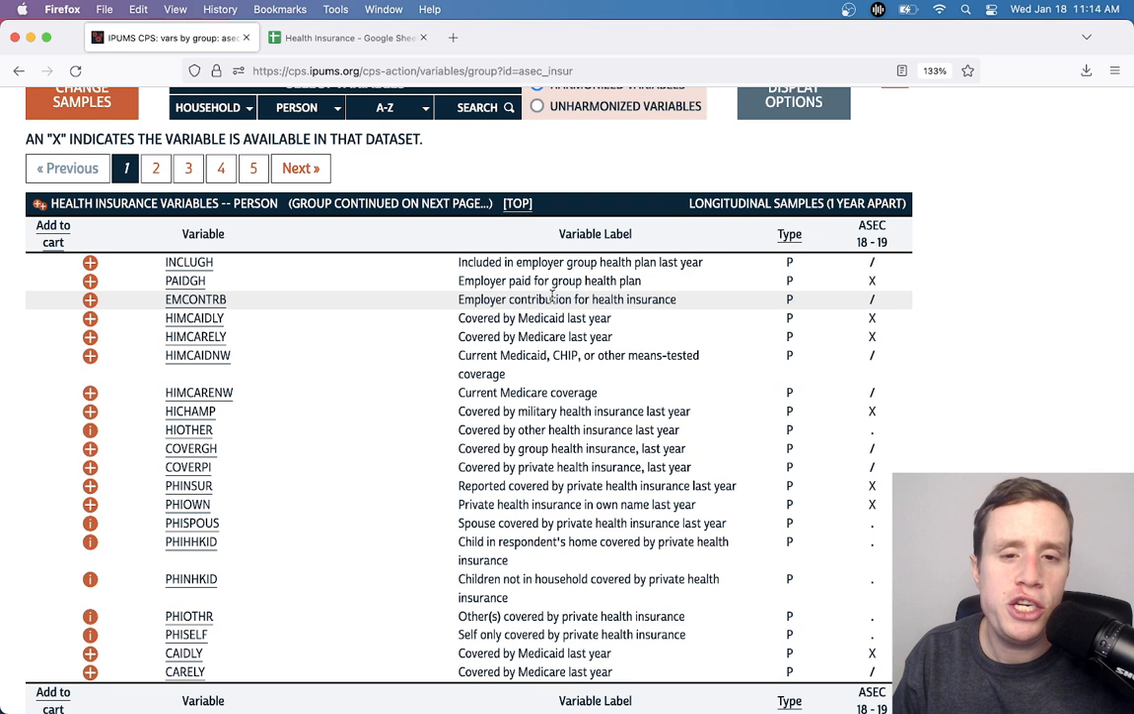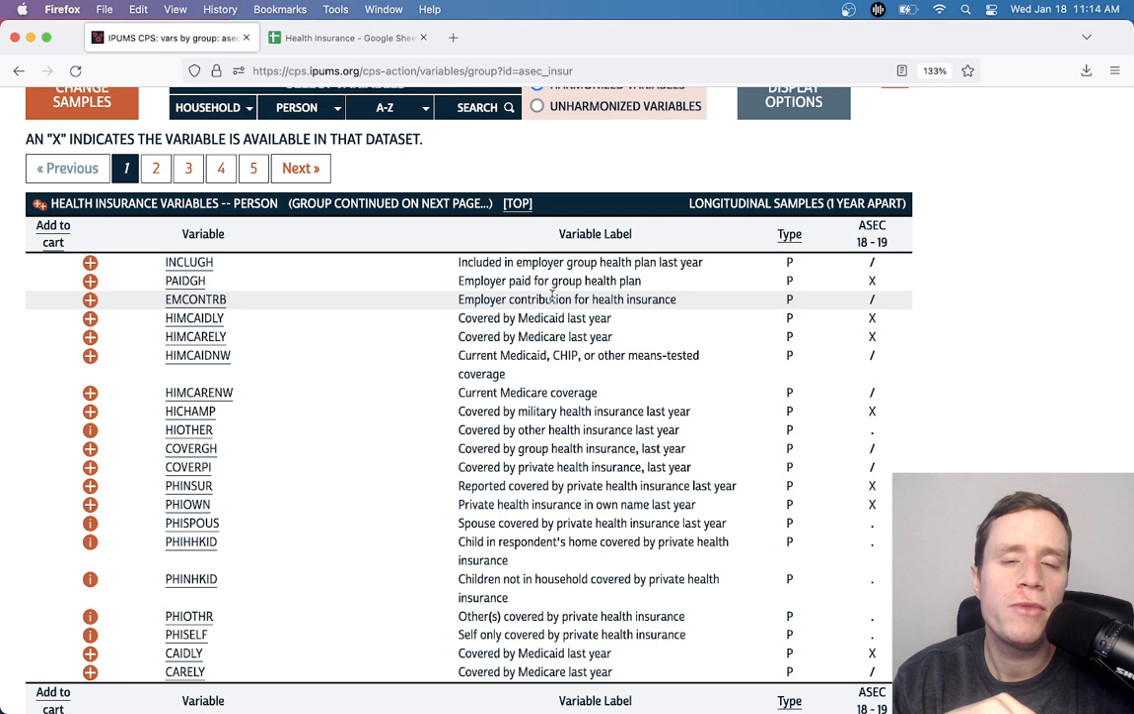And obviously, this is going to really understate uninsurance as a general matter because you've got 12 months. As long as you get one month of insurance during those 12 months, they'll say that you're insured, which is not true, right? If I was uninsured for 11 months and insured for 1 month, it's not the case that you could say, oh, he had health coverage.